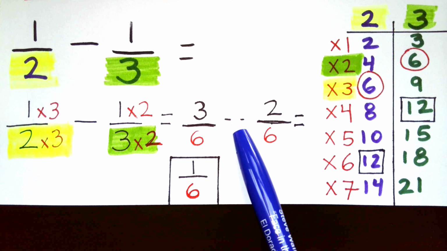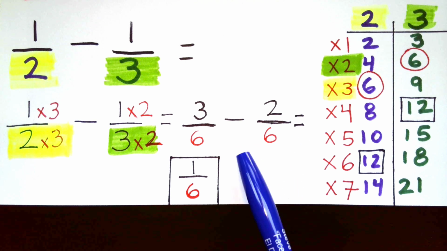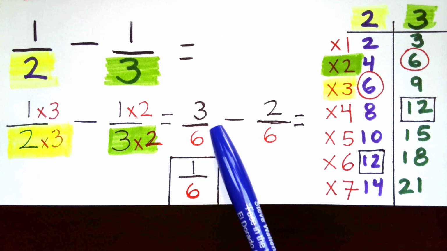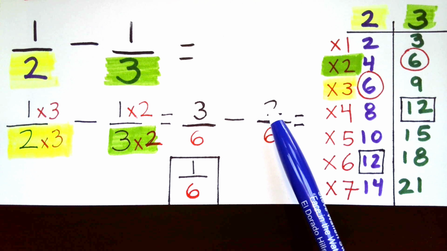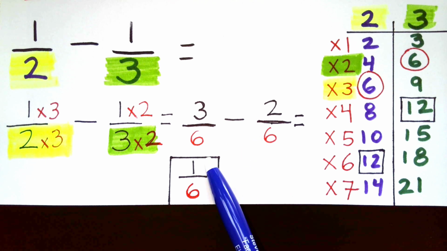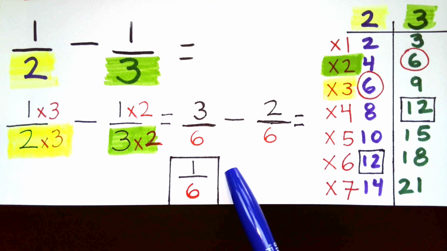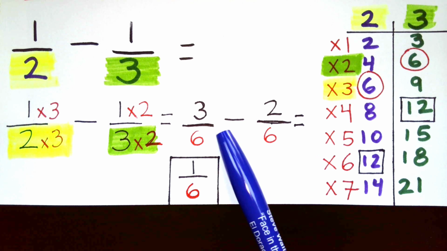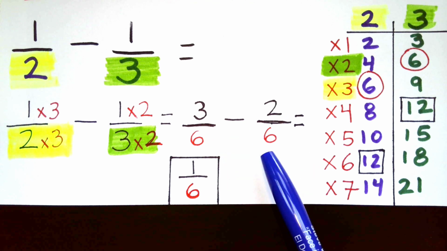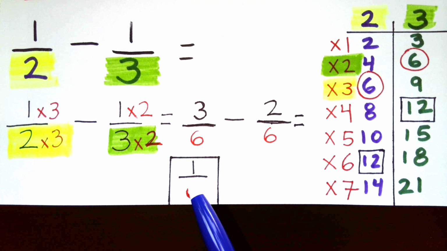3 minus 2. Anytime I add or subtract, I think of it as money. You got $3, take away $2. How many dollars are left? I got $1 left. So 3/6 minus 2/6 equals 1/6.